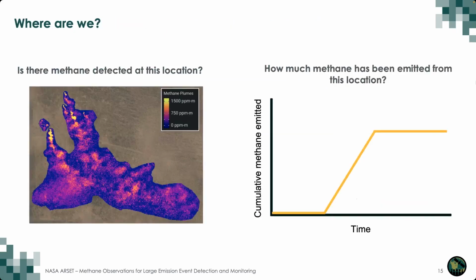So where are we currently? We are able to identify methane emissions for a specific location, and we can attribute them to different emission sectors. We are currently working to understand how much methane is emitted from specific locations, and that is dependent on emission estimation, which is something that we're working on, and then characterizing emission variability over time, also something that our team is working towards.